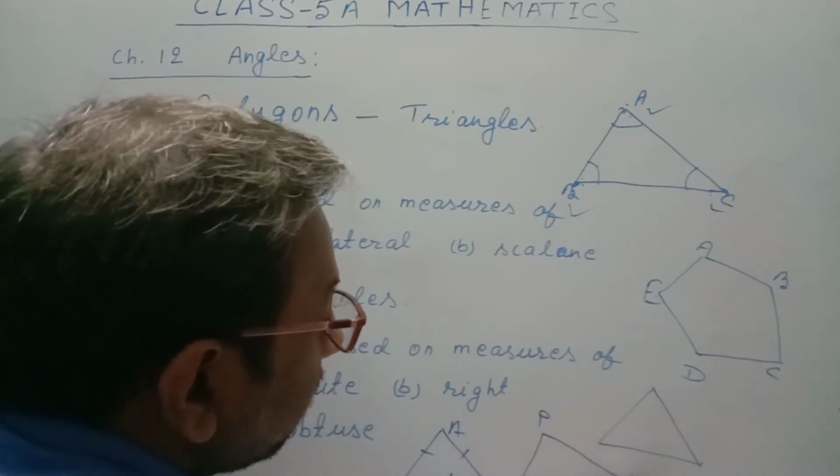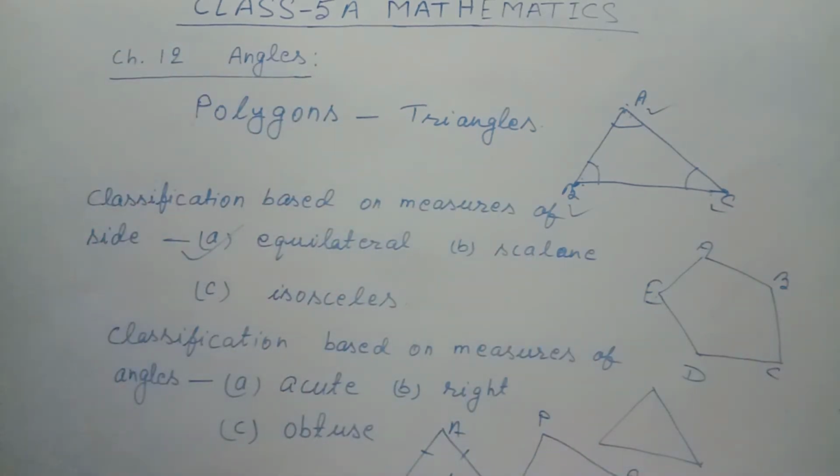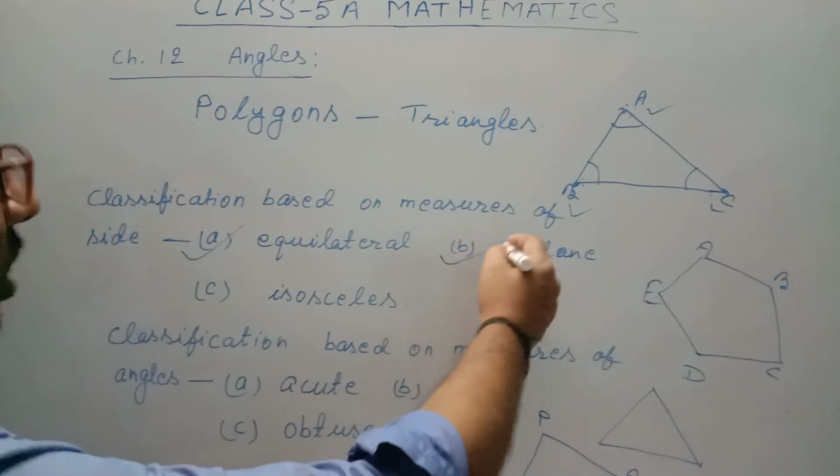Scalene: if not a single side is equal, all sides are of different measurements. PQR is any triangle in which PQ, QR and PR have different measurements. Suppose PQ is 2 cm, QR is 4 cm and PR is 3 cm. So different sides of different measurements. This type of triangle is called a scalene triangle.